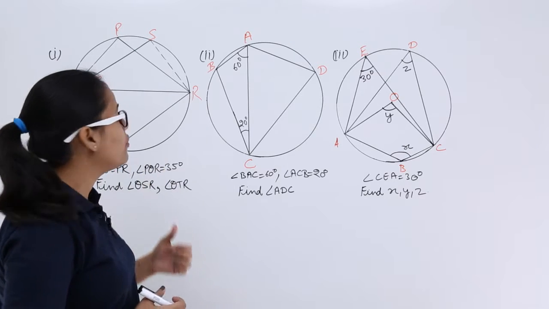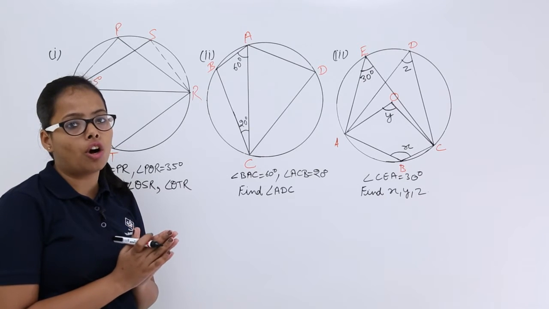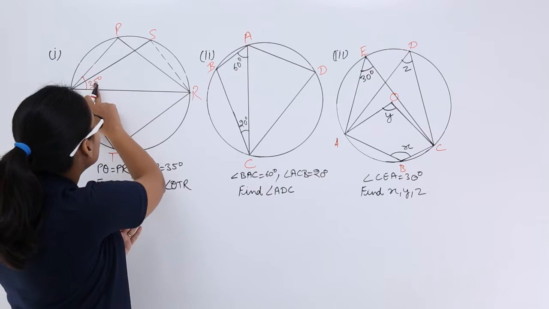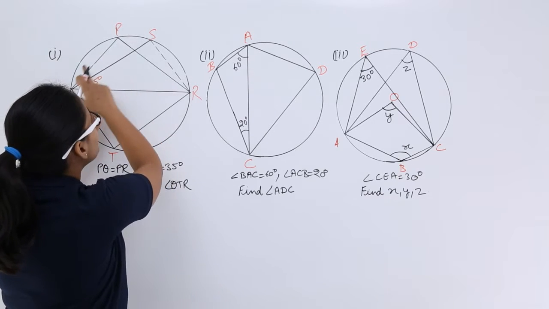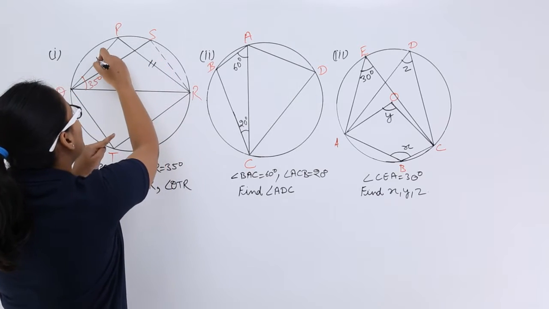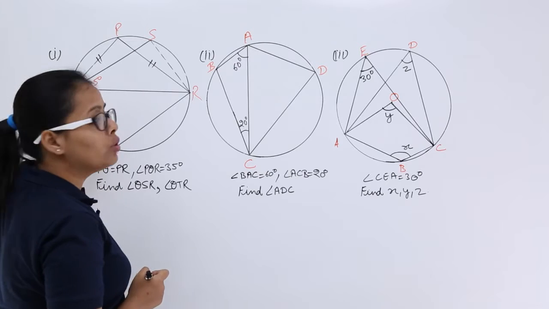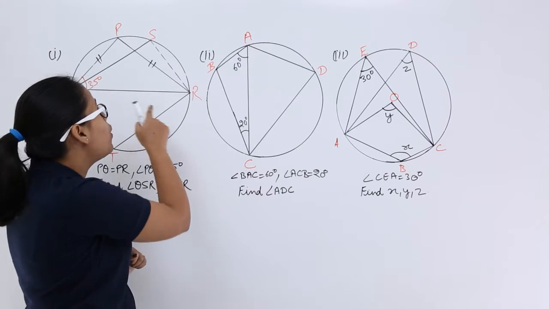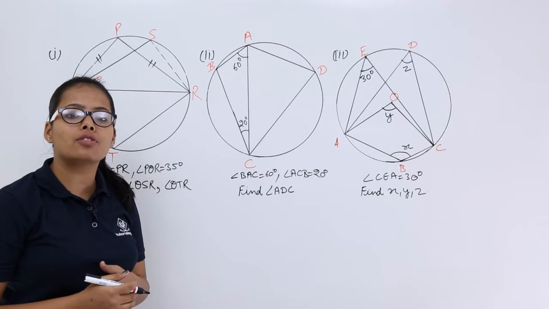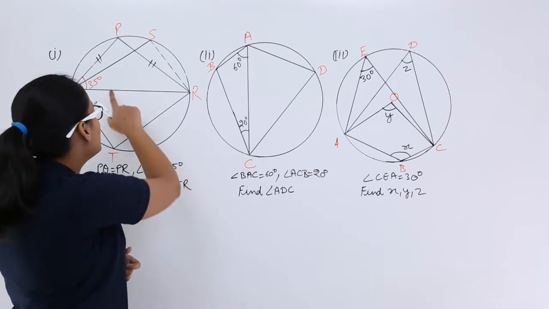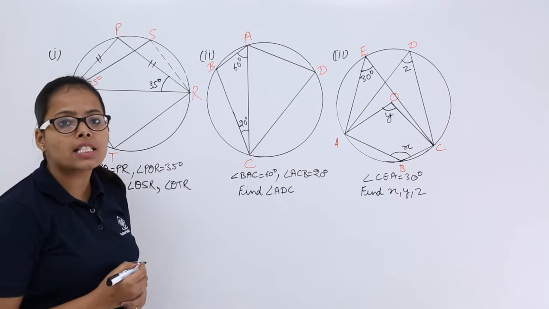First of all, look at the figure. In the figure, first you'll recognize the chords. Here, this angle is 35 degrees. It has been told that PQ is equal to PR and angle PQR is equal to 35 degrees. When PQR is an isosceles triangle, the angles opposite to the equal sides of a triangle will be the same. So if this is 35 degrees, this angle will be 35 degrees as well, as PQR is an isosceles triangle.